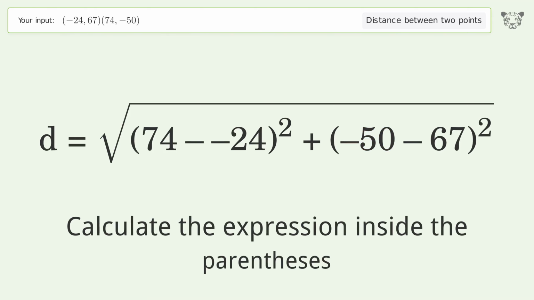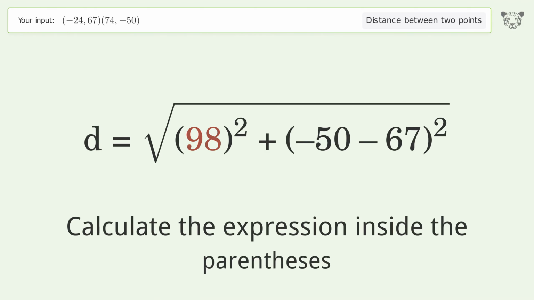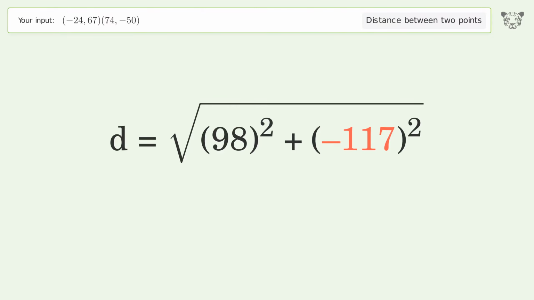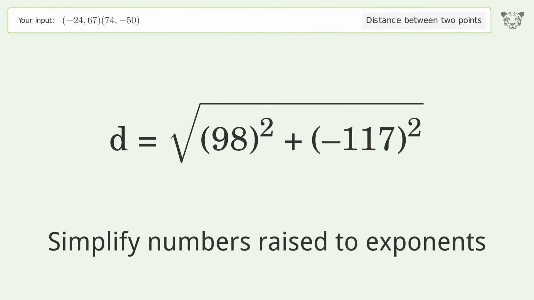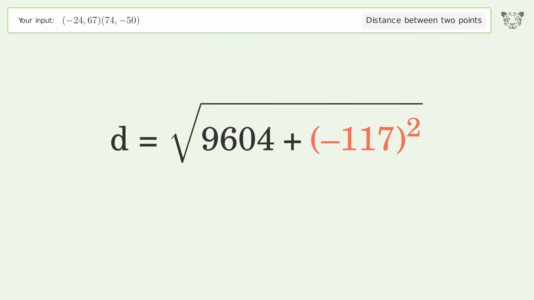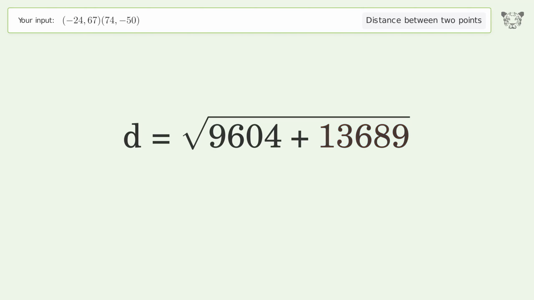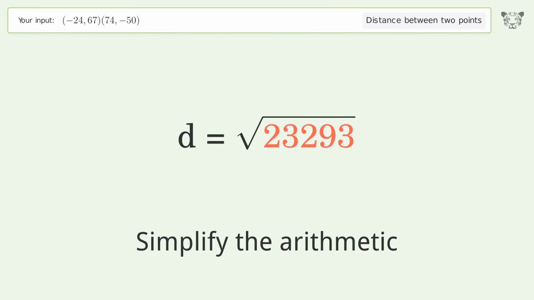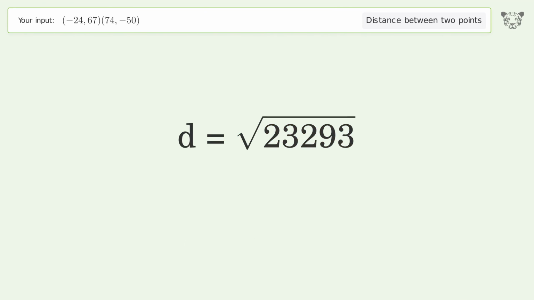Calculate the expression inside the parentheses. Simplify numbers raised to exponents. Simplify the arithmetic. And so the distance between the 2 points is the square root of 23,293, or 152.62.